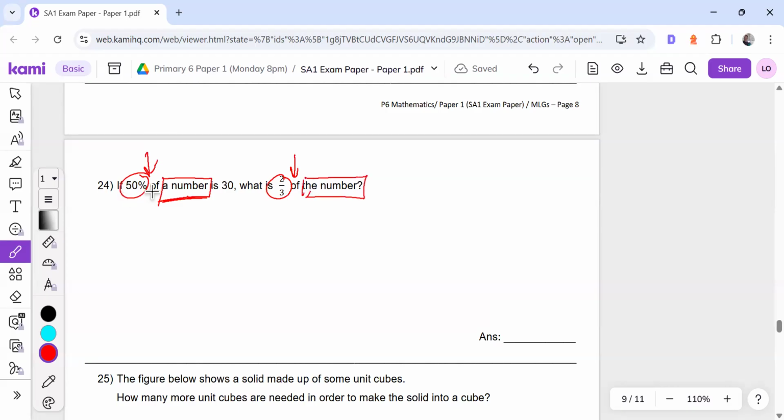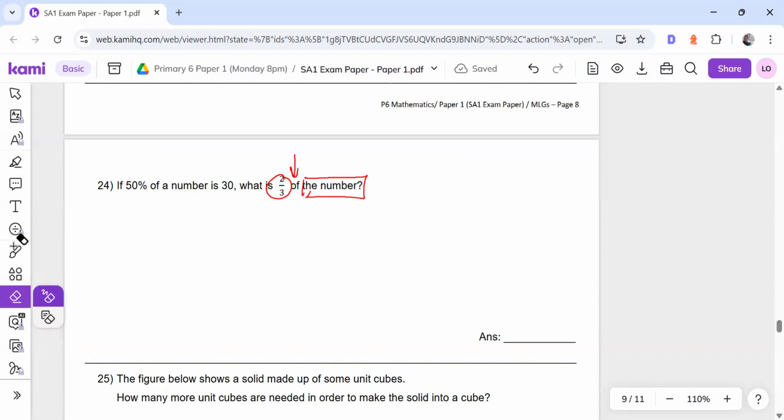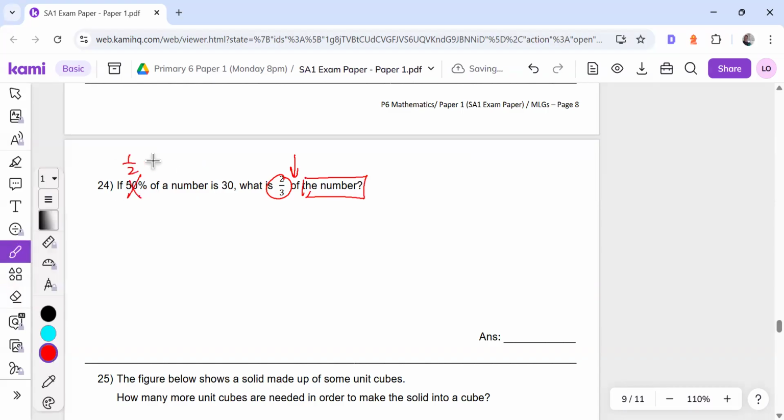Okay, so if 50% of a number is 30, so what do you do? You can say 100% because the number must be 100%, right? And 50% is 30. The number is 100%, right? Now, if you find it a bit confusing, never mind. Change the percentage to fraction. Also can. So half of a number is 30. And you may even want to draw a model if you like. So the number cut into two boxes. Half of the number is 30. Then what's the number?